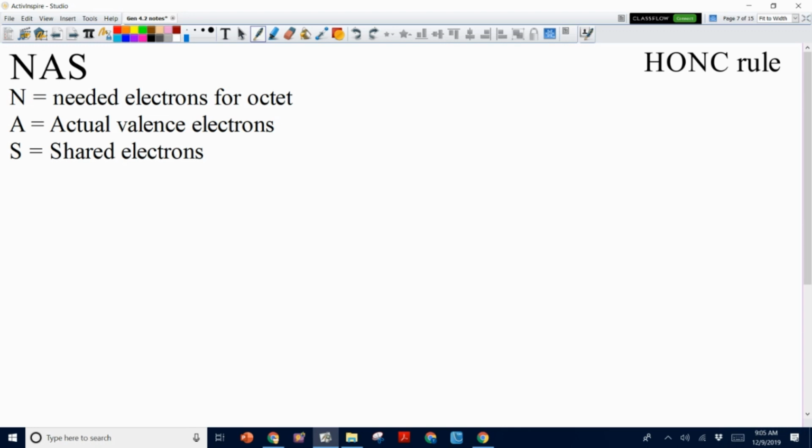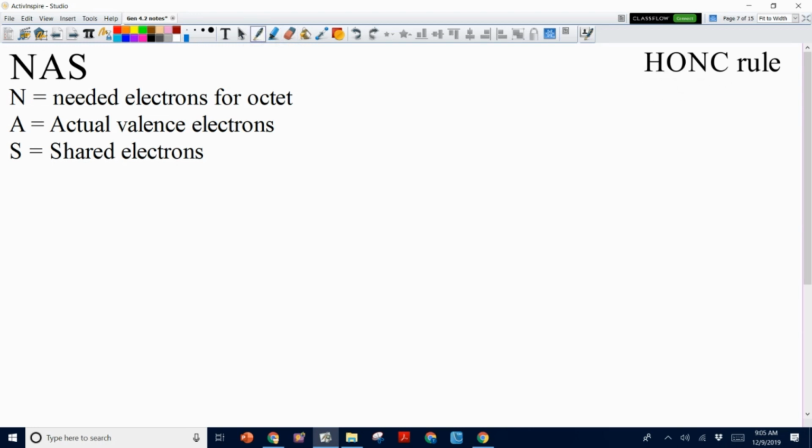When we do geometry, we're also going to use the HONC rule, H-O-N-C. The HONC rule says that hydrogen will get 1 bond, oxygen will get 2, nitrogen will get 3, and carbon will get 4 bonds. So just write that down, make sure that you remember the HONC rule.